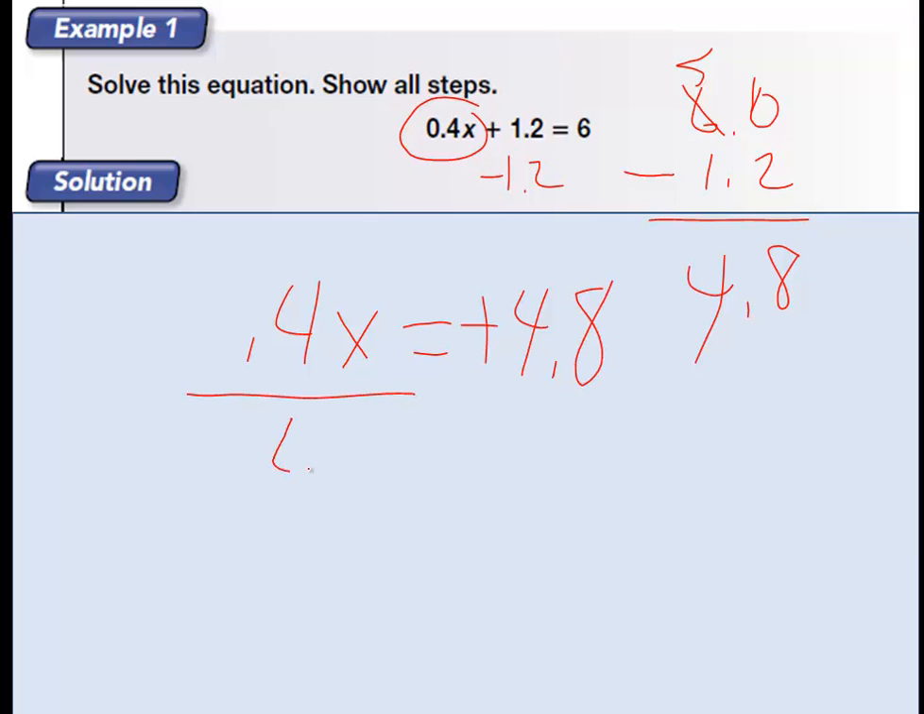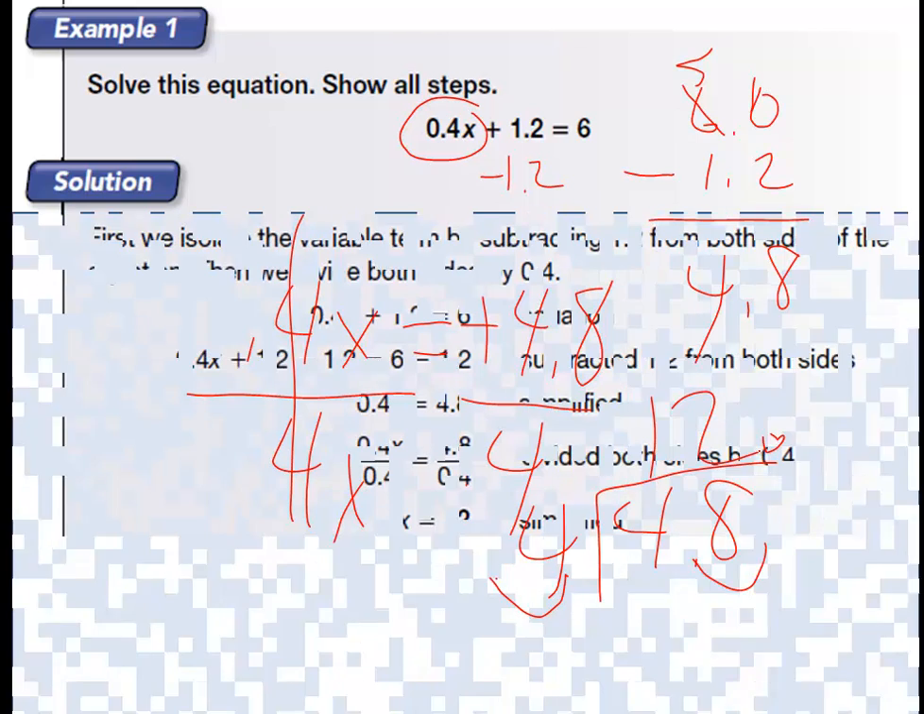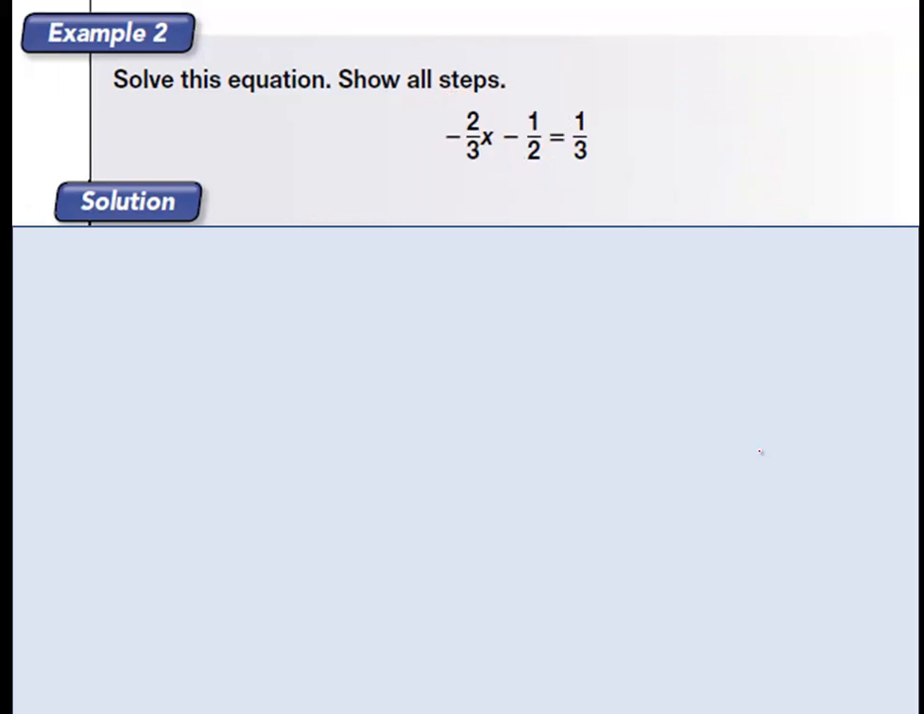Now we've got to divide by 0.4, divide by 0.4. So 4.8 divided by 0.4 leaves us an x on the other side, and 4 goes into 48 12 times. So x equals 12. Okay, get the idea? You're doing one additional step. All right, so let's see if you can do this one.